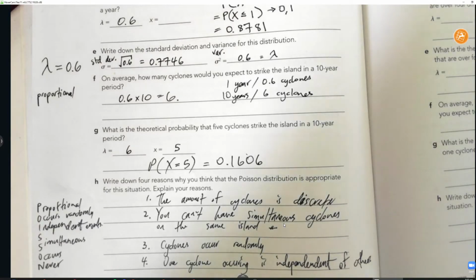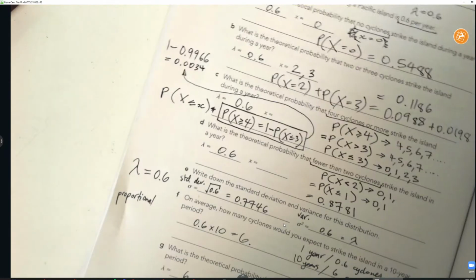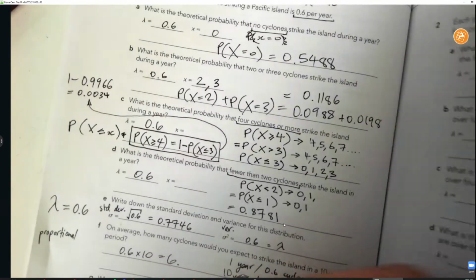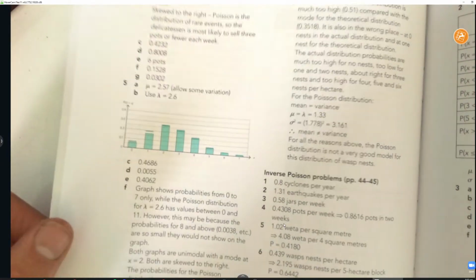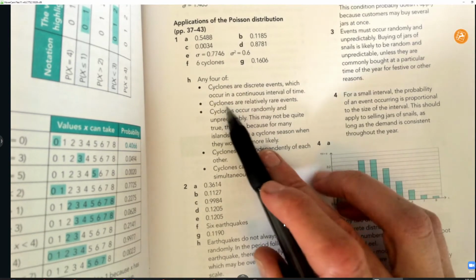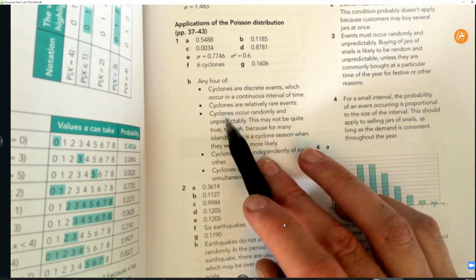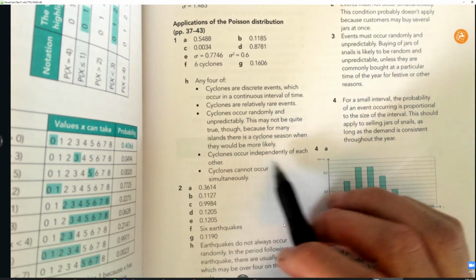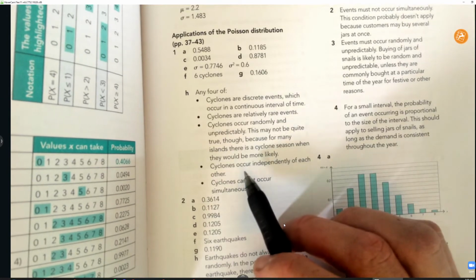Let me think off the top of my head why else it might be Poisson. Actually, let's just look at the answers. You can stop the video now if you're going to look at your own answer book. What are we on, page 38? I am interested in what they say. So they say cyclones are discrete events. Yes. Cyclones are relatively rare events. Nice. Cyclones occur randomly and unpredictably. I think we literally had all of them.